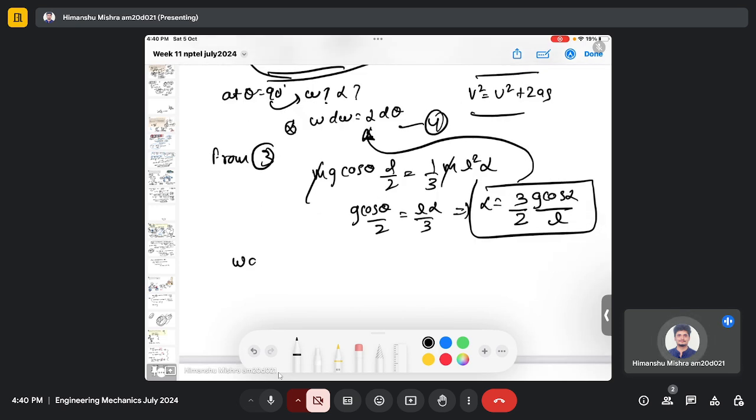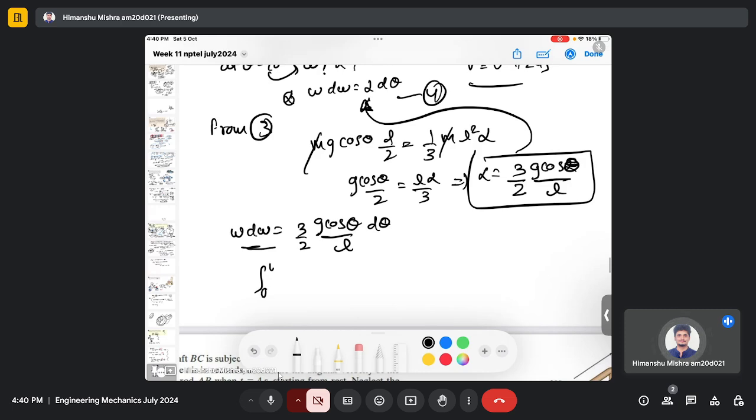So omega d omega equals 3 by 2 g cos theta by L d theta, right? Now you can see you can integrate this equation. So from 0 to omega, omega d omega equals 3 by 2 g by L from 0 to 90, which is given. 90 is the final position.